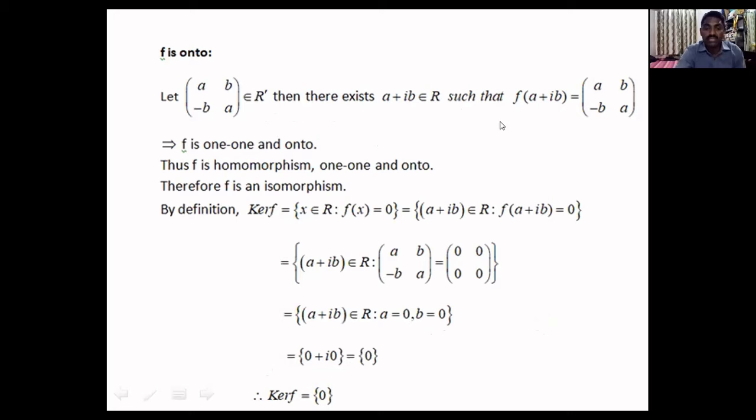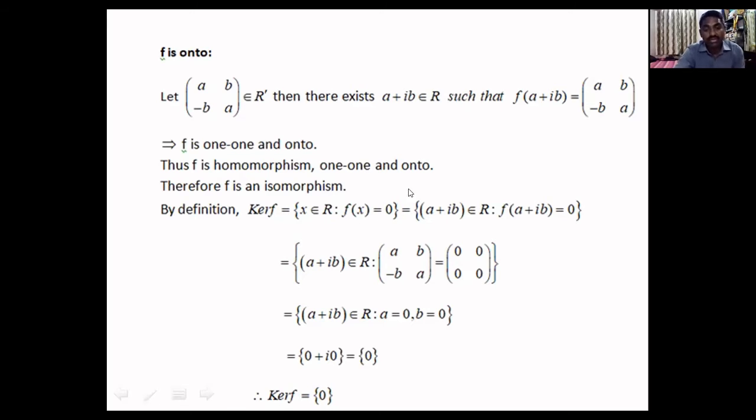Here it means f is onto. Thus f is a homomorphism, 1-1 and onto. Therefore f is an isomorphism. Now I have to find the kernel of homomorphism f. By definition of kernel, kernel f is equal to x belongs to R such that f of x equal to 0.